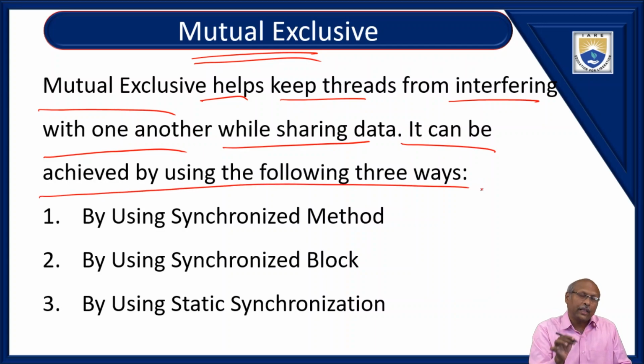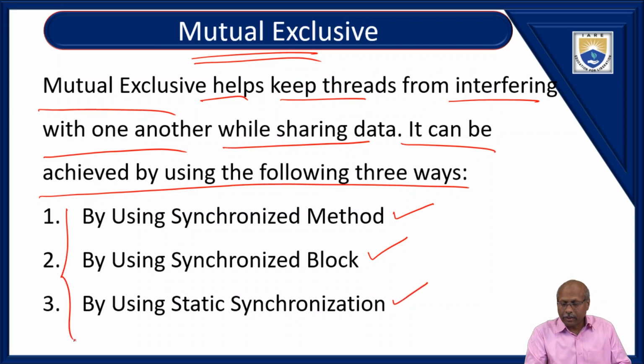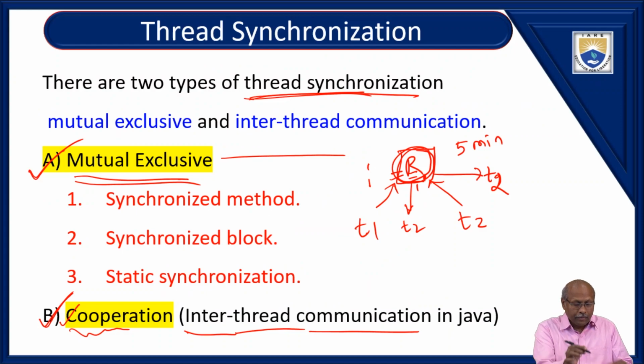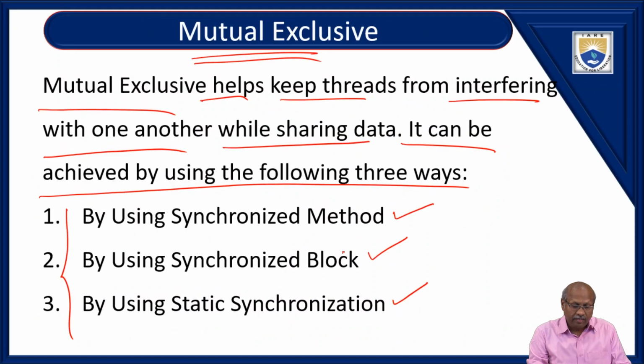You can achieve mutual exclusion by synchronized method, synchronized block, or static synchronization. There are three ways. Okay. So please remember, mutual exclusion you can implement using synchronized method, synchronized block, or static synchronization. So now we'll see one by one.